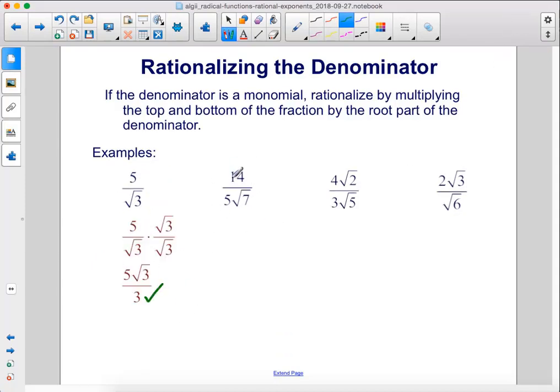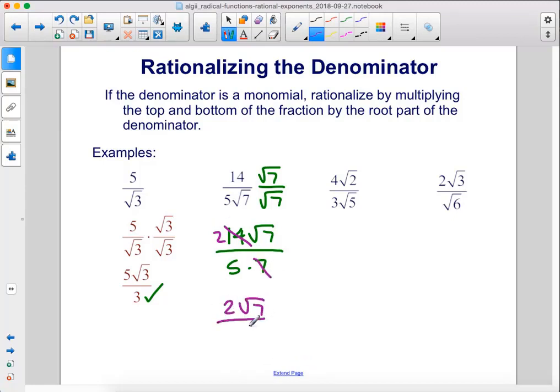Moving on, we have 14 divided by 5 times the square root of 7. So we will multiply the top and bottom by the square root of 7 divided by the square root of 7. 14 times the square root of 7 divided by 5 times 7. Because the square root of 7 times the square root of 7 is 7. Now we can do some simplifying. 14 divided by 7 is 2. So that becomes 2, and that goes away, leaving us with 2 times the square root of 7 divided by 5.